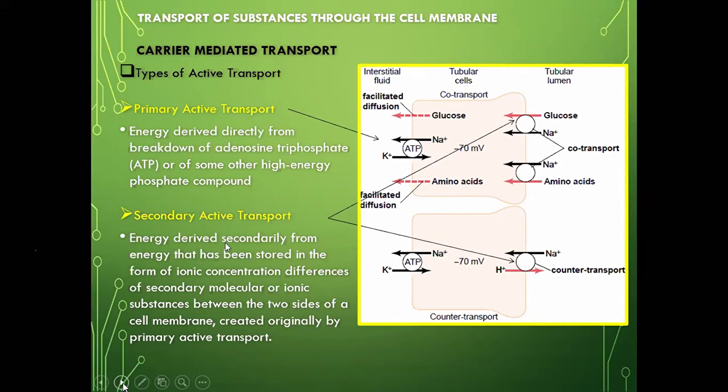Two types of active transport: primary active transport or secondary active transport. In primary active transport, the energy is derived directly from the breakdown of ATP, adenosine triphosphate, or of some other high energy phosphate compound. In secondary active transport, the energy is derived secondarily from the energy that has been stored in the form of ionic concentration differences of secondary molecular or ionic substances between the two sides of a cell membrane, created originally by primary active transport.